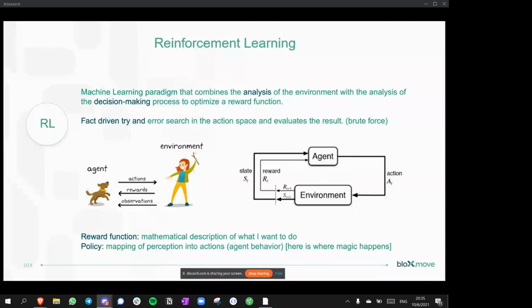And again, to make it a bit more clear, we can understand reinforcement learning as a fact-driven trial and error search. It is brute force, so that means that the algorithm is just trying actions, testing actions in one direction, in the other direction, and just checking if the final output is okay or not.